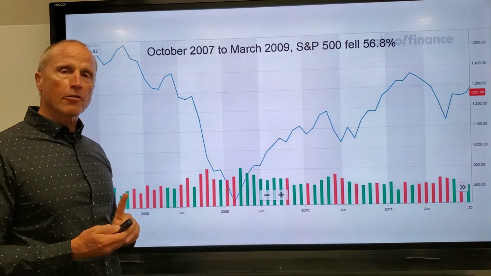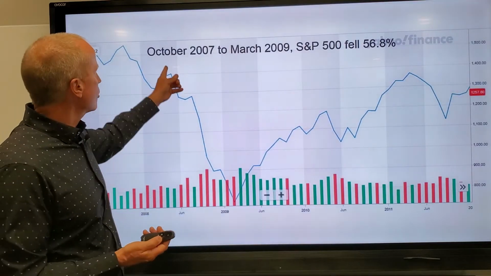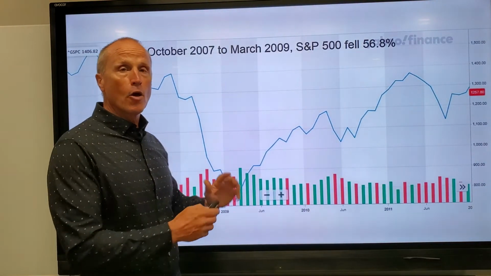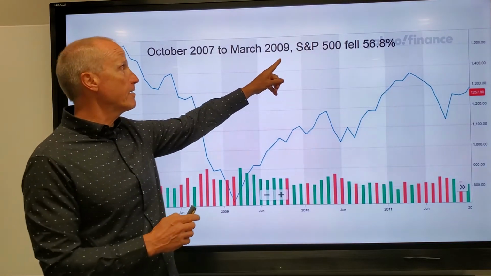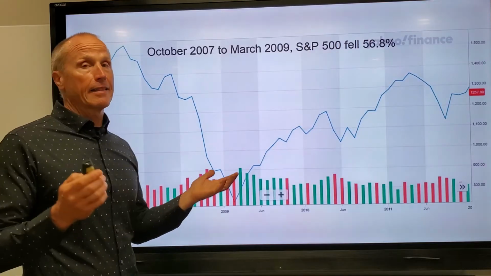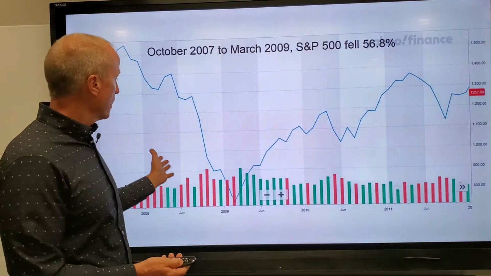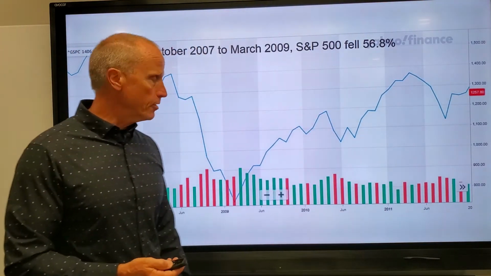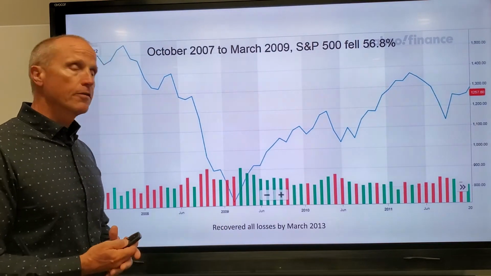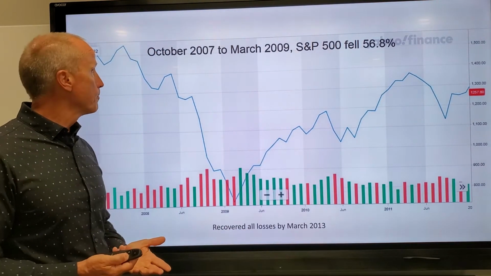This is the housing crisis of 2008. Actually, it started in October of 2007, ended in March of 2009. Over that period of time, the S&P 500 fell 56.8%. Holy cow, again, that caused a lot of fear and panic. Again, but notice the market recovered. In fact, it recovered all of its losses by March of 2013.